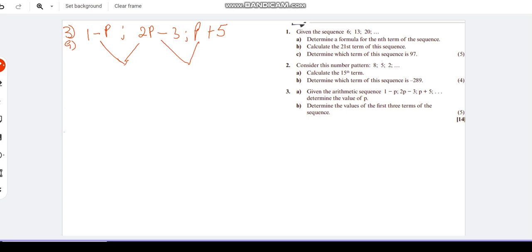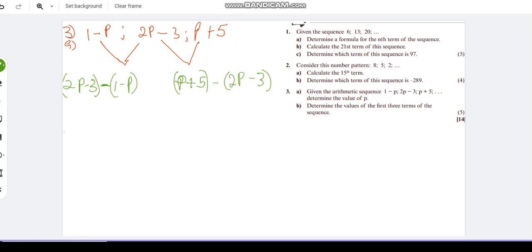Okay, now once you get a question like this, question number 3 is saying, given the arithmetic sequence, determine the value of p. So what you need to do here is follow the same procedure of determining the common difference. You determine the common difference by saying t2 minus t1, which is the same as t3 minus t2, which you'll get what I just wrote there.